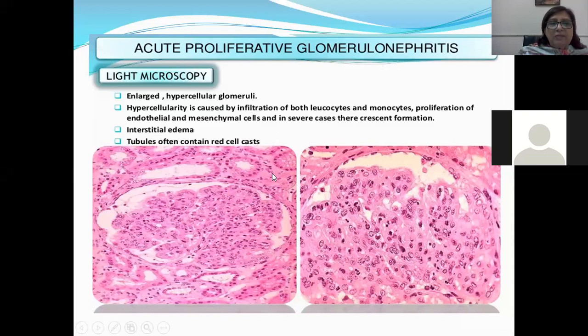Interstitial edema can be seen. Tubules often contain red cell casts. Interstitial edema means edema in between the tubules. And in the tubules, these are the tubules, sometimes red cell casts can be seen as well.